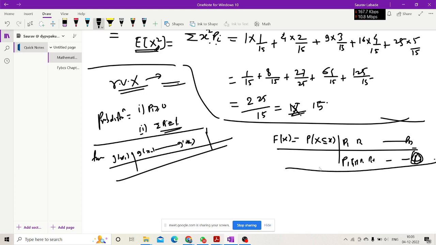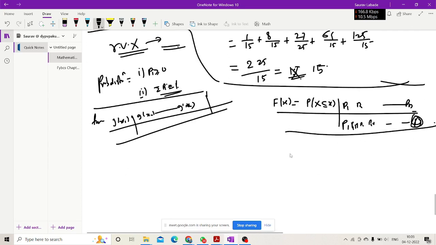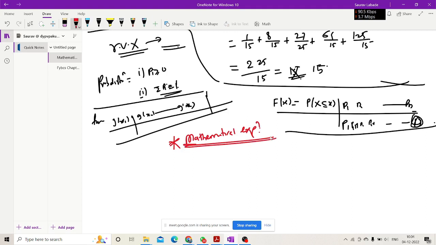You already know that. Then I think after that, we saw the term called mathematical expectation. So what is mathematical expectation? Mathematical expectation means the mean, right? The mean of the discrete random variable. So how are we finding that? The expectation of x is equal to what? The summation of x into pi. That we have seen. Okay.